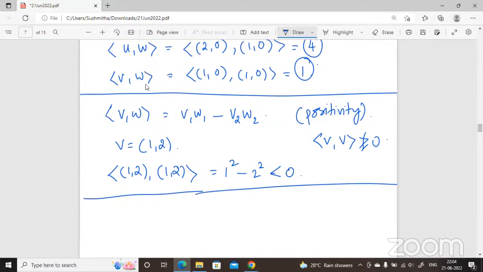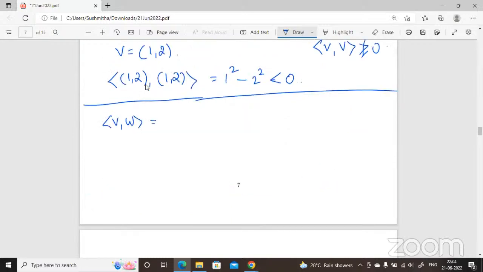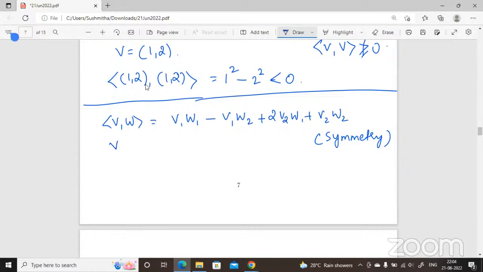Next, suppose I have v1 w1 minus v1 w2 plus 2 v2 w1 plus v2 w2. Now what condition should I target? Symmetric. Yep. Because the cross terms are having different coefficients. So now pick any vectors. Pick a vector v and a vector w. Just random.